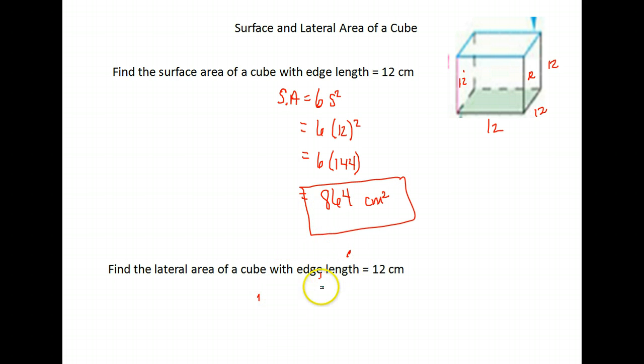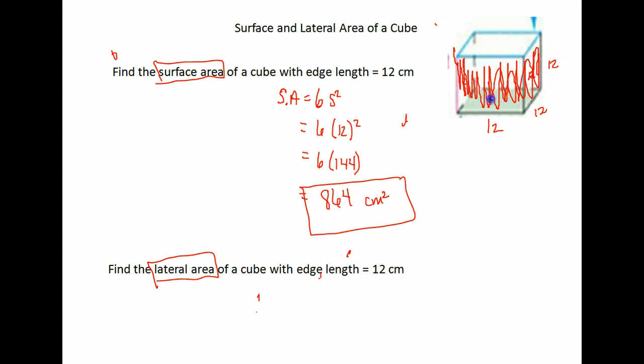Find the lateral area of a cube with edges length 12 centimeters. So this time we want lateral area. Watch carefully in your questions for which type you're finding, surface or lateral, because there is a difference. Surface area covers more of the figure. For lateral area, remember, we just want the area of the sides of the figure. So we just want this part. We don't want the top and the bottom.